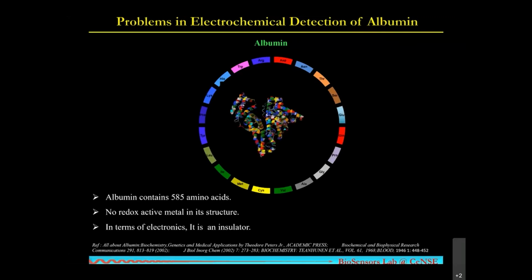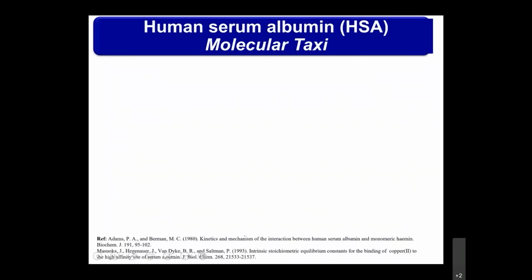So it's very difficult to have electron transfer with albumin. Really, albumin can be called an insulator, right? Because you cannot really have an electron transfer. So that is why it is difficult to build electrochemical albumin cells.